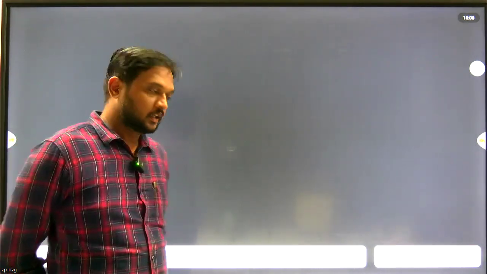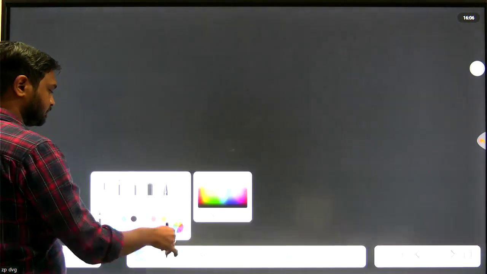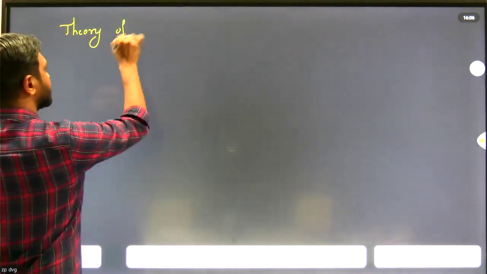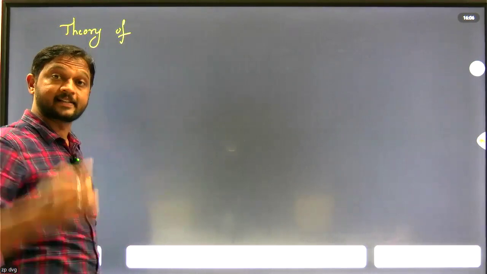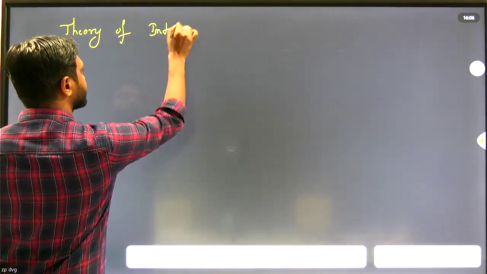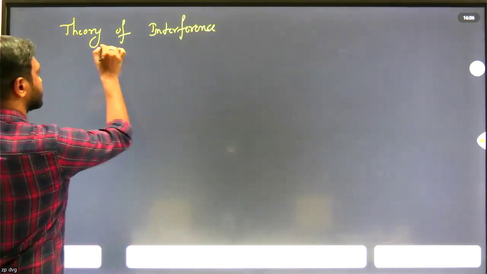Before going to that, just recall the formulas we discussed in the last class. Just 5 minutes. What are the important formulas we discussed in the last class? First one is the theory of interference.